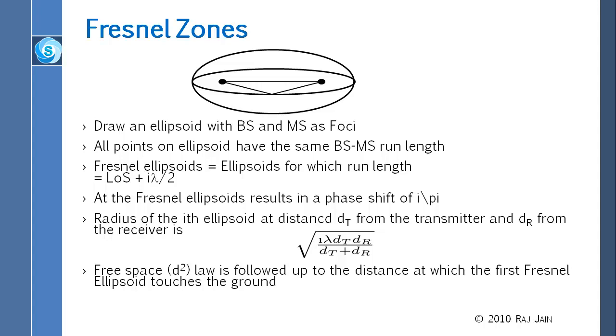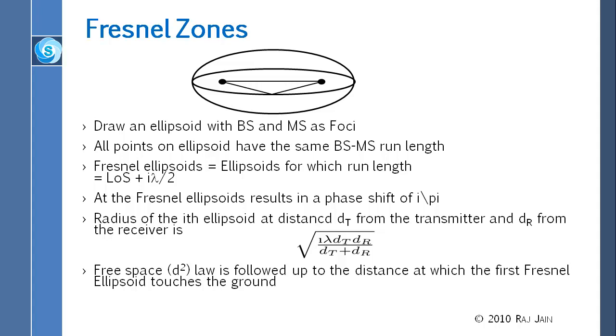So if you take a thread, then this sum is constant, and if you move the pen around with that thread, you will get an ellipse. That's how you draw an ellipse: you put a thread and just move the pen around, so the sum of these two distances remains constant. If the sum is line of sight plus 1 lambda by 2, that is the first Fresnel zone. If you have 2 lambda by 2 or 3 lambda by 2, that is the nth Fresnel zone.